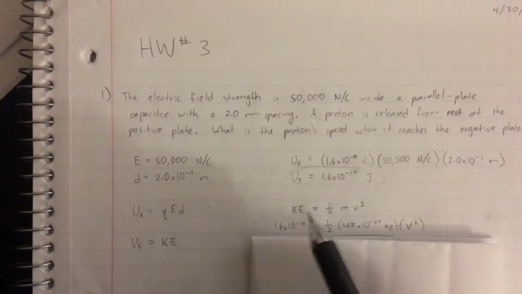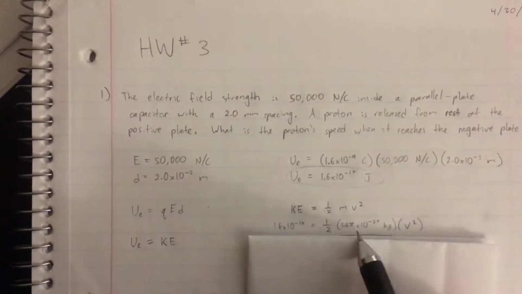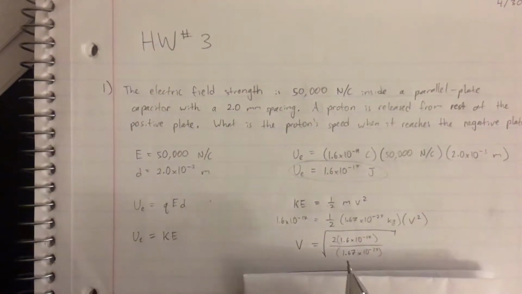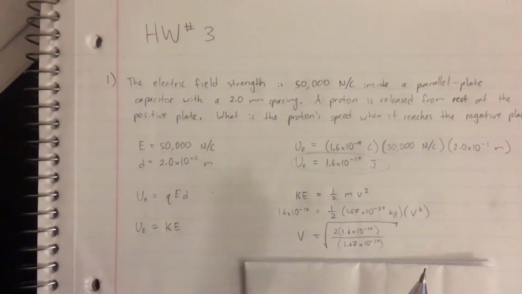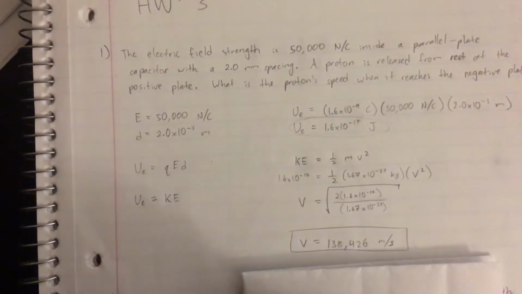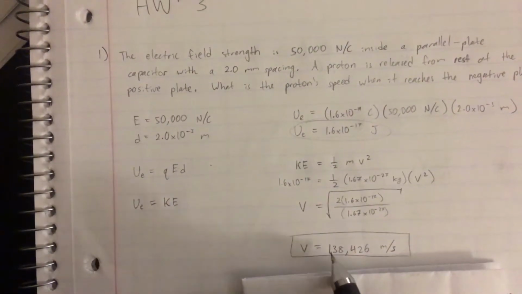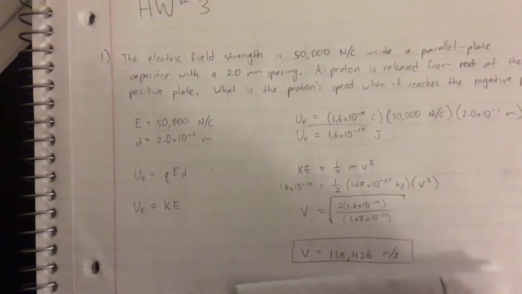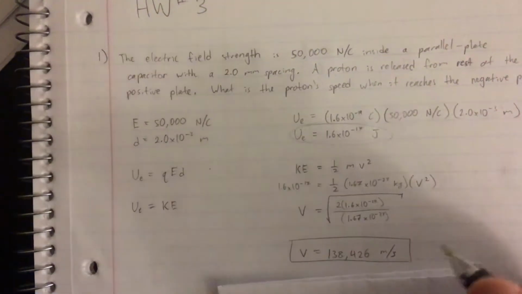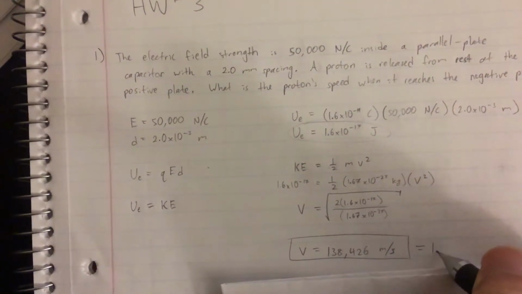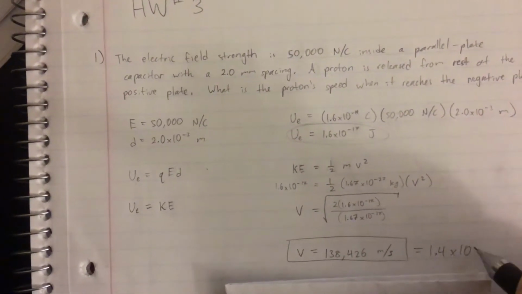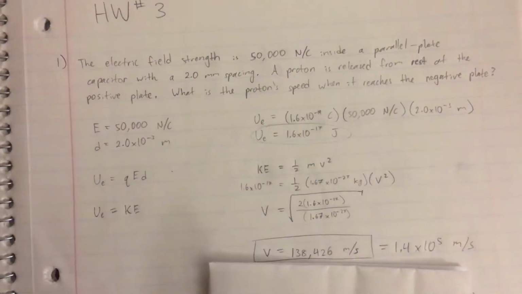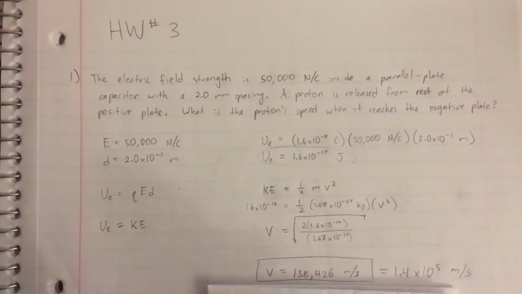So doing some rearrangement, multiplying this by 2, dividing it all by the mass, and then taking the square root, which should look something like this. We then get a velocity for our proton of 138,426 meters per second. Or another way to write that would just be 1.4 times 10 to the 5th meters per second. And that's how we would find the speed of our proton.